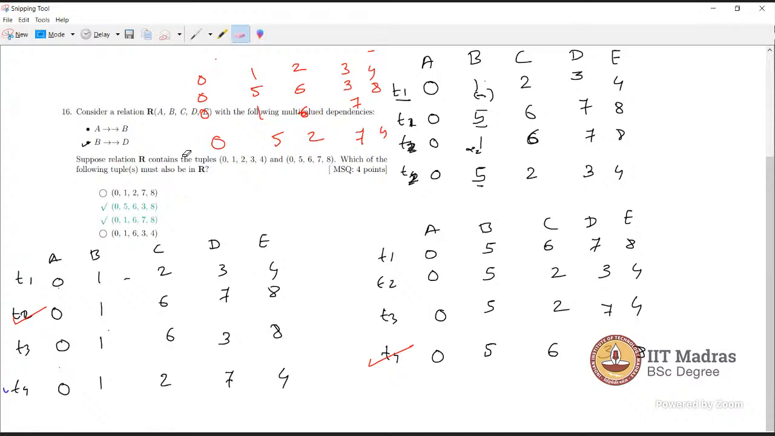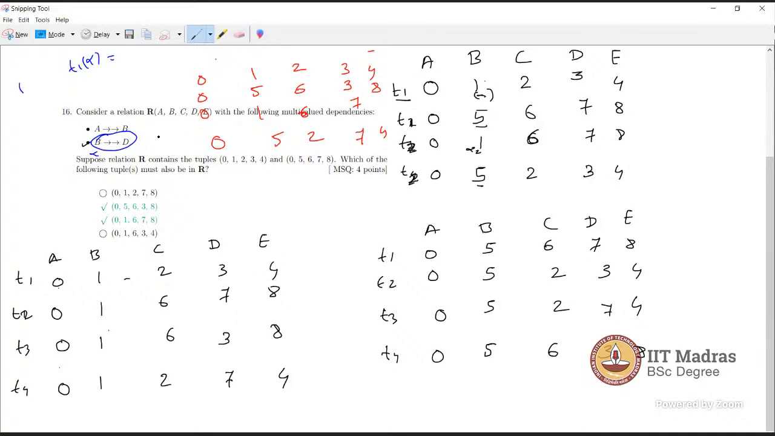Sir, I have one doubt. Whenever we are finding any multi-value dependencies, our alpha has a condition, like you wrote, T1 alpha equal to T2 alpha equal to T3 alpha equal to T4 alpha. But for B determining D, B is our alpha here, right? I am not getting the same value for all the tuples.